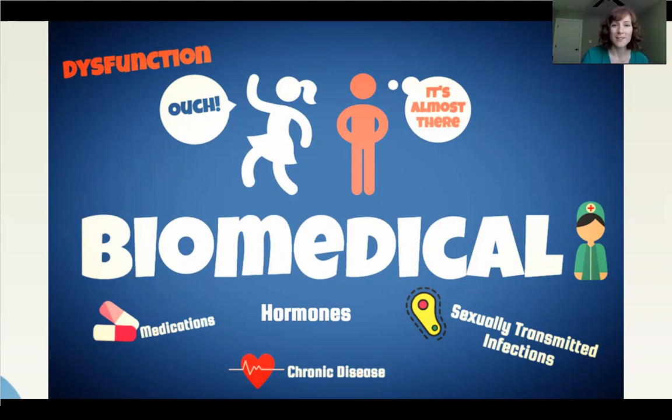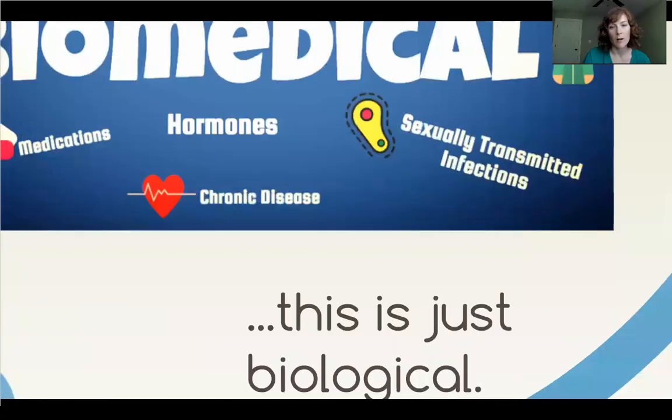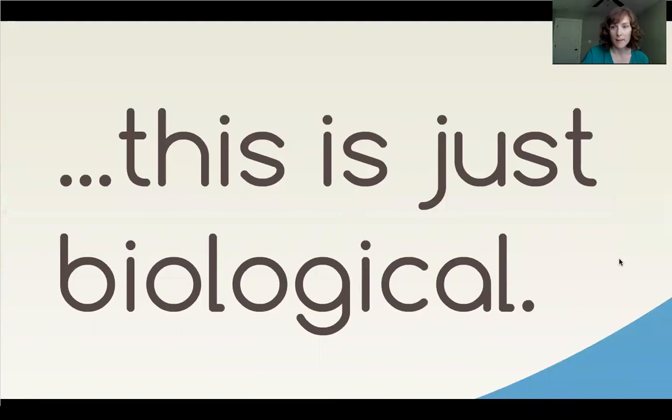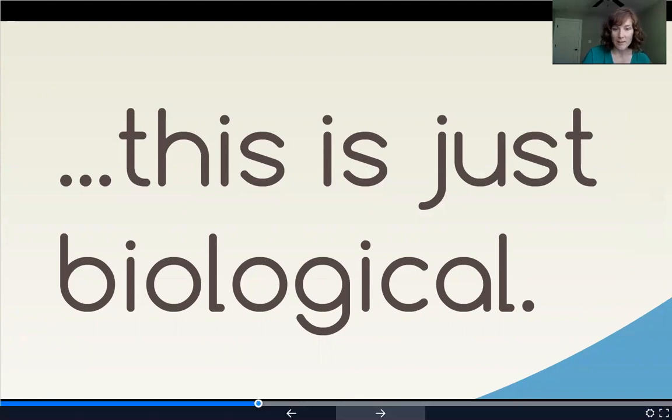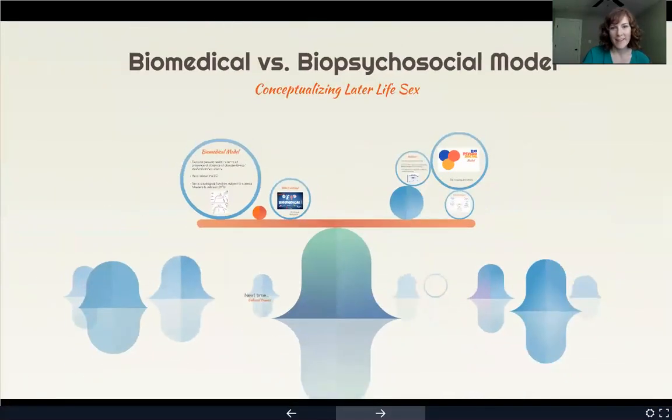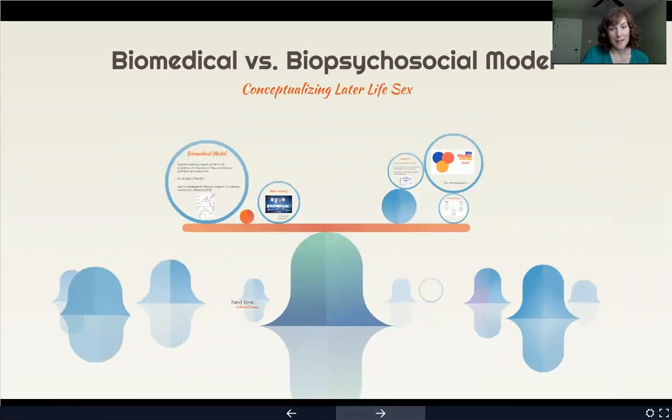So it can do some things. The biomedical model isn't worthless. It hasn't stuck around for no reason. It can help to treat certain things, to look at the very physical side of sex and help us to understand what's wrong when things are wrong on the biological side. But it is just biological. So what we need is something to balance that.